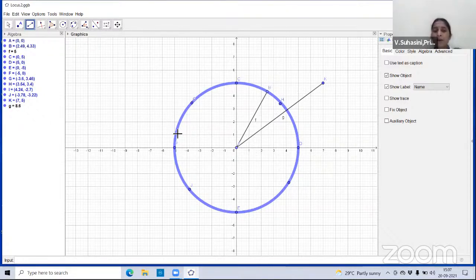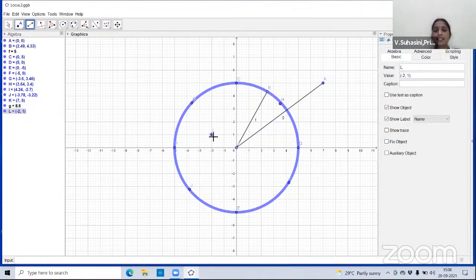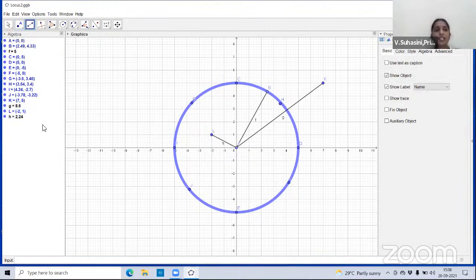Observe all the points which are satisfying the rule. Where are they? All the points satisfying the rule are on the circle. If I take any other point inside, now observe the distance. H, what is it? 2.24, which is less. Whether it is less or more, it is not equal. Hence, the point is not on the locus, is what I wanted to explain, children.